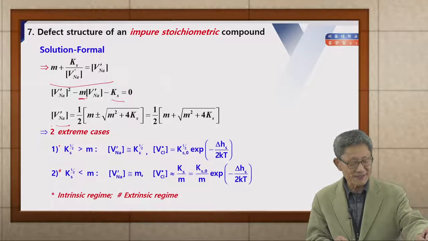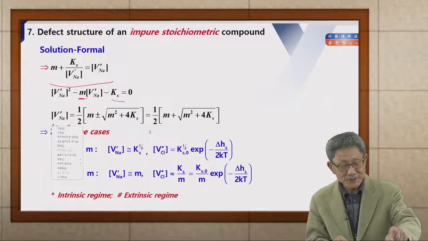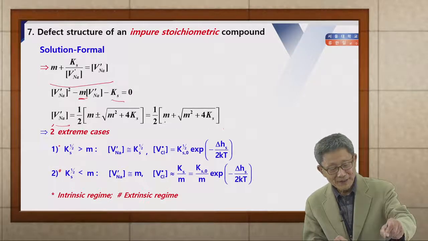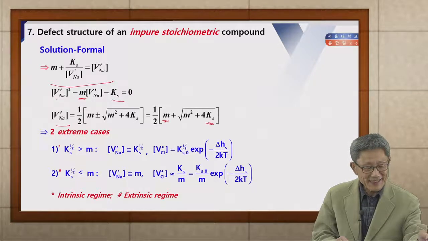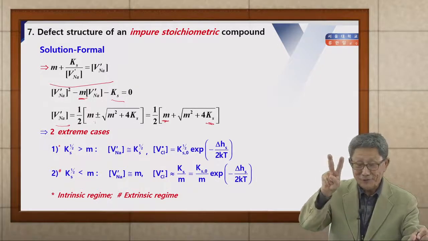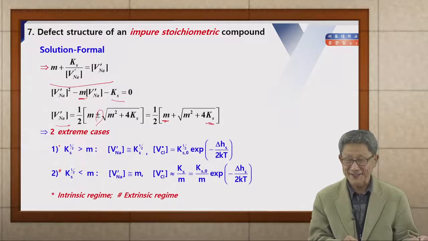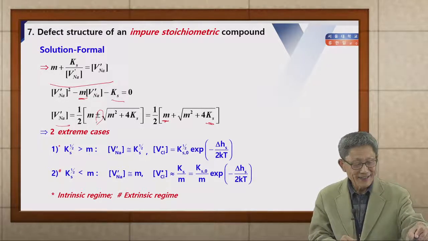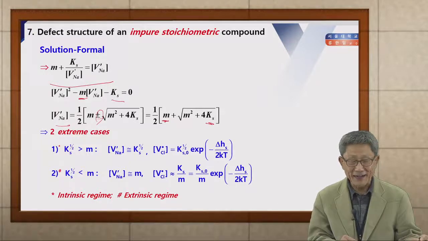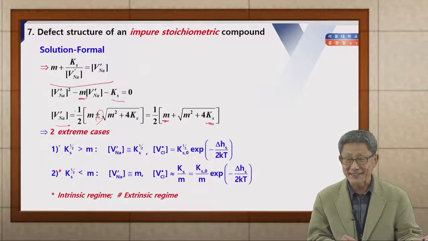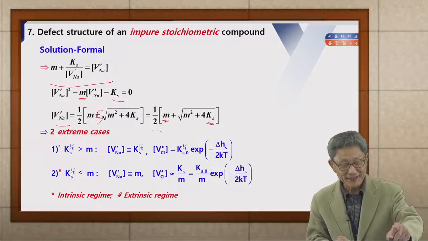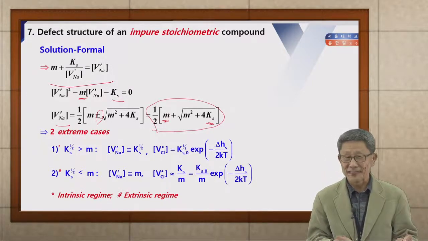Sodium vacancy concentration should be given in terms of, say, impurity level and Schottky defect formation energy. Okay? Now, actually, this is a quadratic equation. Therefore, you should have the two solutions, okay, plus and minus. But as you see here, the minus part cannot make sense because it gives you a negative value for the concentration. So it makes no physical sense. Therefore, it can be deleted. So you end up with only one physically acceptable solution.